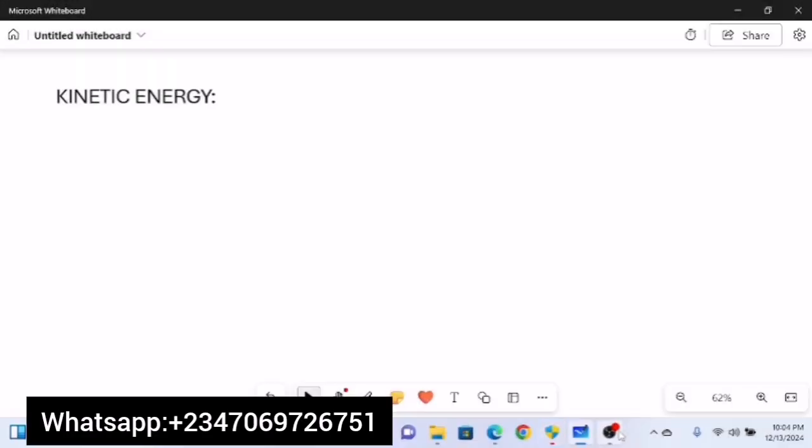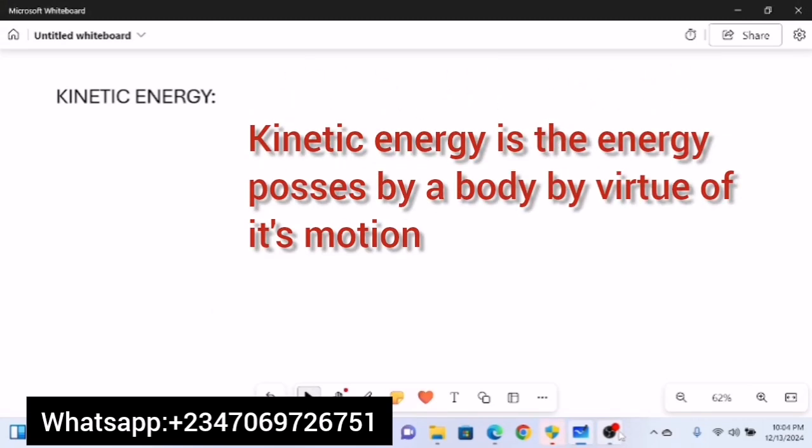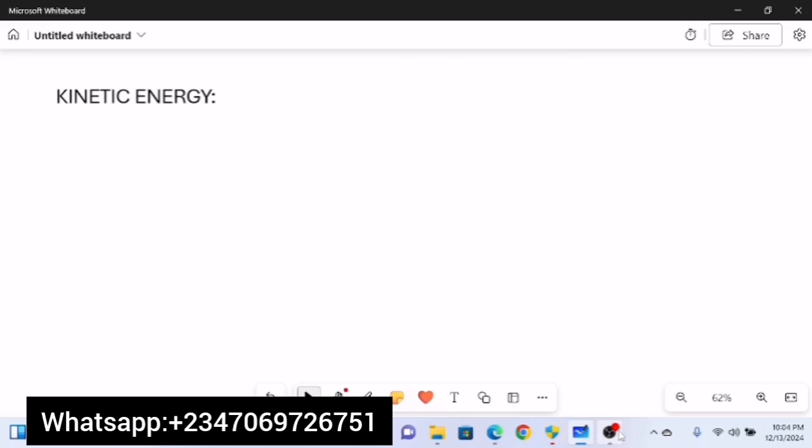Another type of energy to be considered is the kinetic energy. Kinetic energy is energy possessed by a body by virtue of its motion. So when an object is in motion, what it possesses is simply called kinetic energy. In potential energy, an object must be at a height and that object must be at rest. But in kinetic energy, that object must constantly be in motion before it can possess kinetic energy. So every moving object, like a vehicle that is moving, possesses kinetic energy.